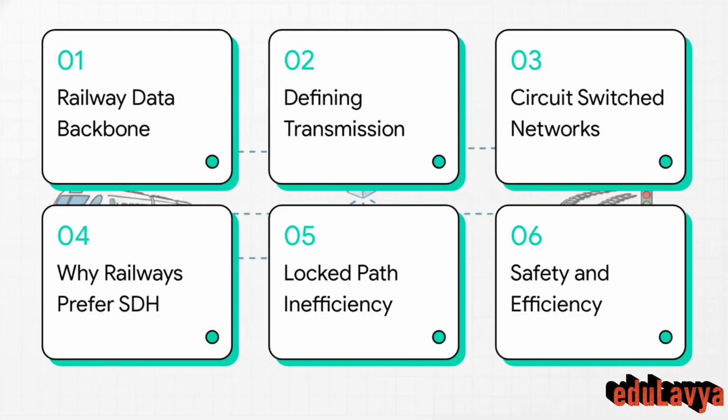Think of this as our syllabus for today's masterclass. We'll start with the railway data backbone, then define transmission systems, explain circuit switch networks, look at why railways prefer SDH, discuss the inefficiency of locked paths, and finally, weigh balancing safety and efficiency.